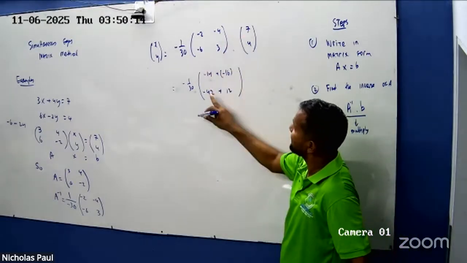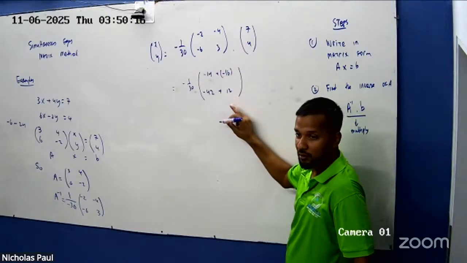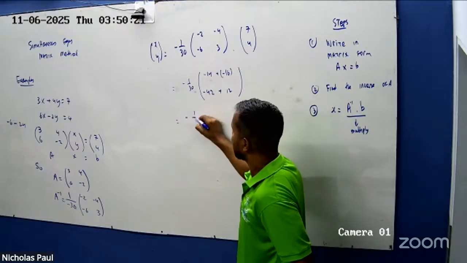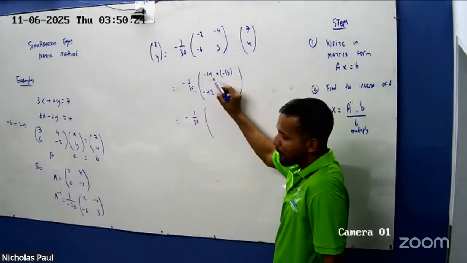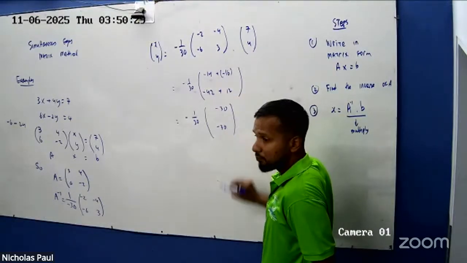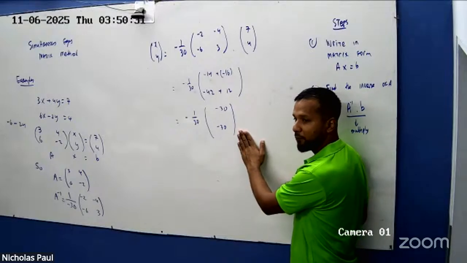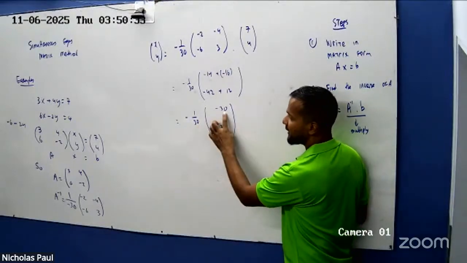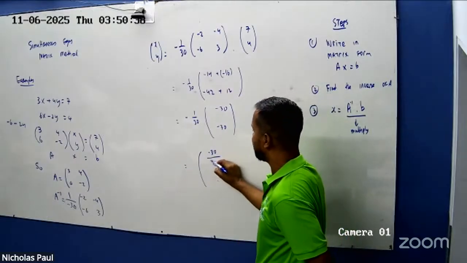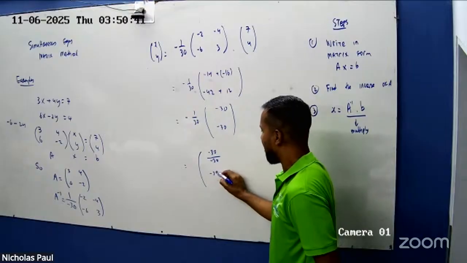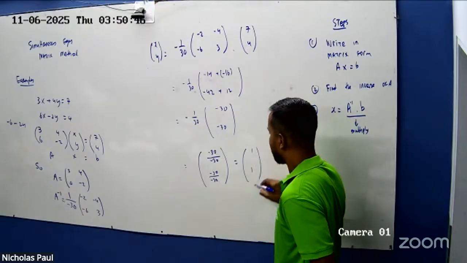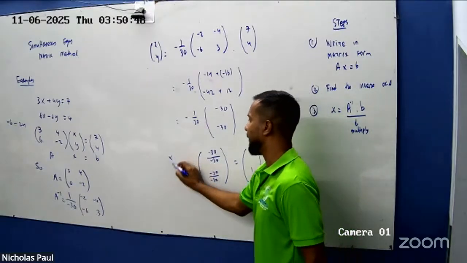Minus 6 by 7, 3 by 4. So final thing, minus 30, minus 30. Right? When you reach here now is when you're going to multiply it out. So we will get minus 30 over minus 30, minus 30 over minus 30. So the answer is 1. X and Y.